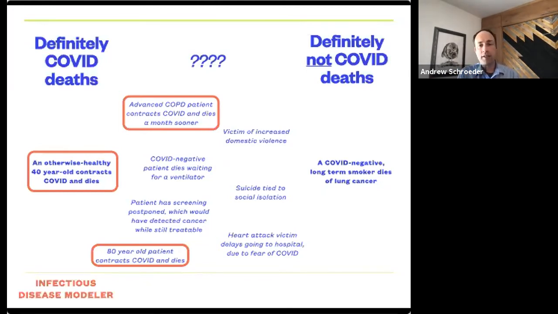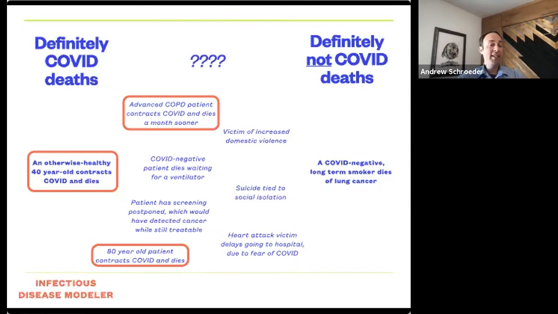The fact that the COPD patient also had another underlying health condition is not relevant to your interests. You're not, though, going to count the patient who has a cancer screening postponed. Even though there's a sense in which COVID caused her death, the virus isn't present there, and what you're interested in is the virus. So as an infectious disease modeler, that's the path you're going to take. It's actually quite similar to what the CDC count would show you.